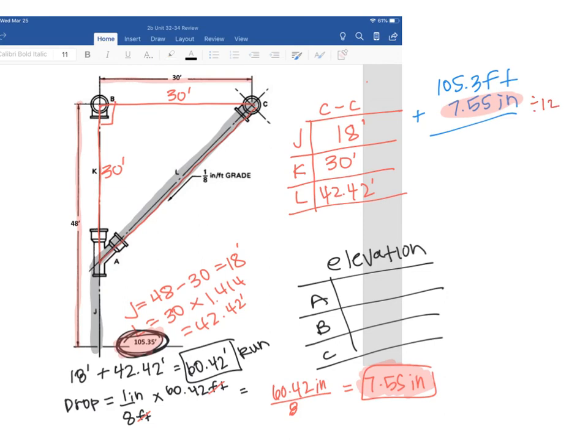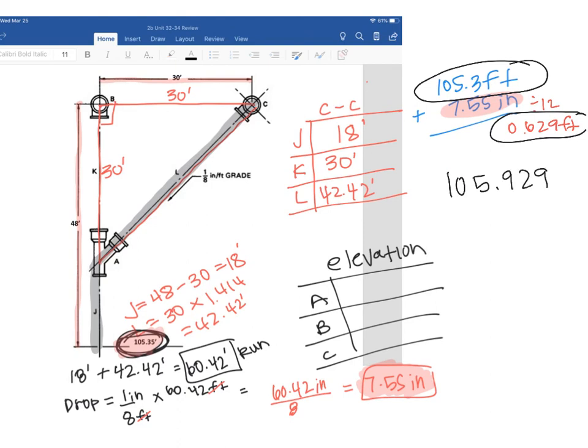So if I divide 7.55 by 12, I get 0.629. And so now what I'm really adding is 105.3 feet plus 0.629 feet. And that gives me 105.929 feet. And so this would be the elevation at point C.